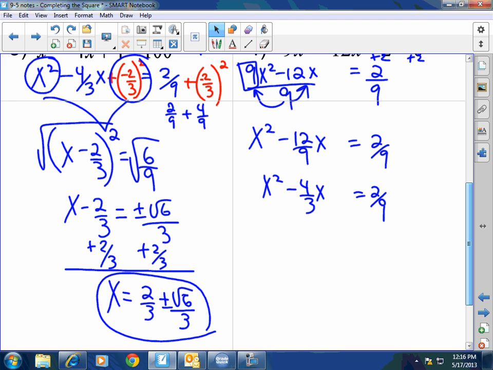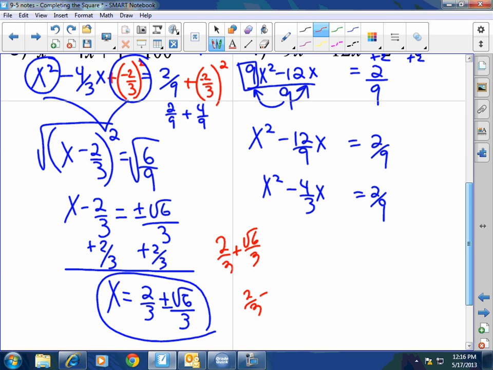Yes, sir, my brother. That's why I have a plus or minus. This does come out to be 2/3 plus square root of 6 over 3 and 2/3 minus square root of 6 over 3. But you can't really combine square root of 6 and 2. Again, we learned that last chapter. You cannot add unlike terms. And you can never add radicals with numbers. You cannot combine them.